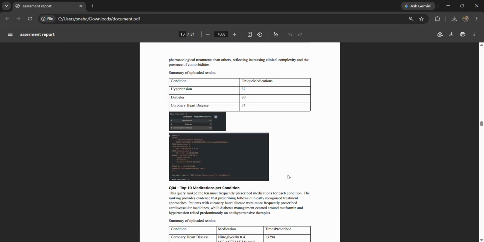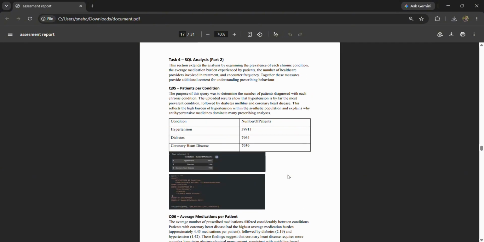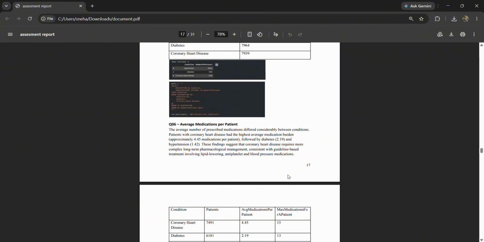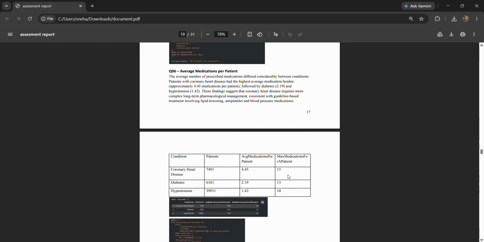I would like to go to the second part of the SQL analysis. The second stage of the analysis examined disease prevalence and medication burden. Hypertension was the most common chronic condition with 39,911 patients. Diabetes was second, and coronary heart disease was third. Although hypertension affected the most patients, coronary heart disease patients had the highest average number of medications, approximately 4.45. This indicates that coronary heart disease generally requires more complex long-term treatment.